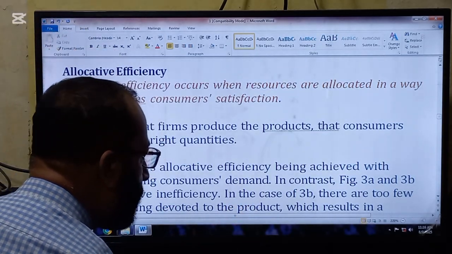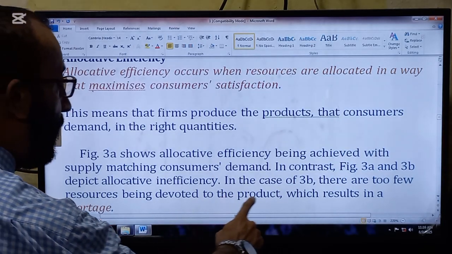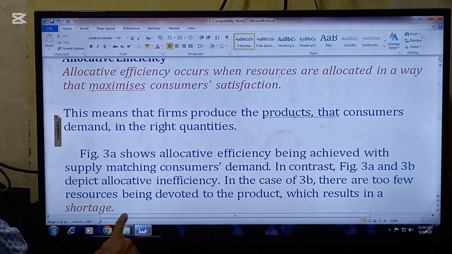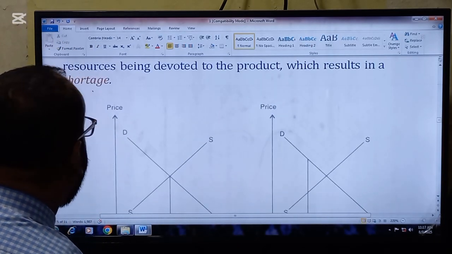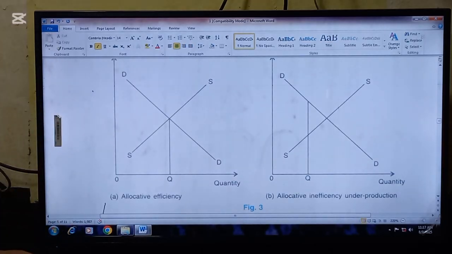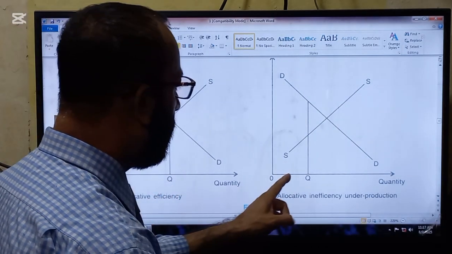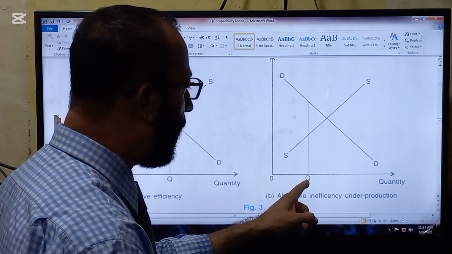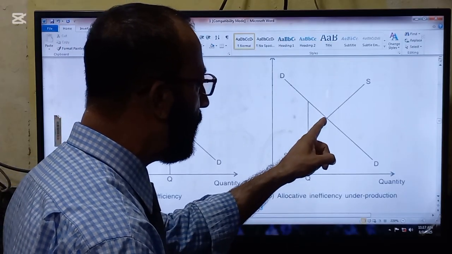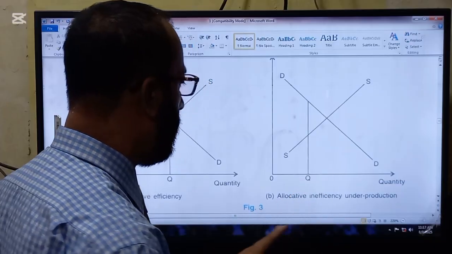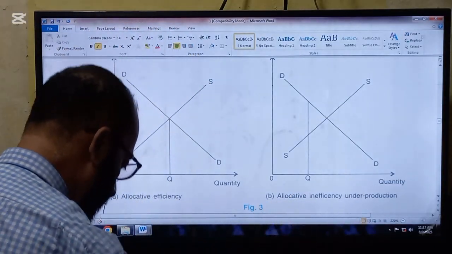Figure 3a shows allocative efficiency being achieved with supply matching consumers' demand. In contrast, 3b and 3c depict allocative inefficiency. In the case of 3b, there are too few resources being devoted to the product, which results in a shortage. Here you can see allocative efficiency achieved in the first case, but in this case these are the quantities being produced and provided in the market, which fall short of the equilibrium quantity. So allocative inefficiency, or underproduction, is the case.